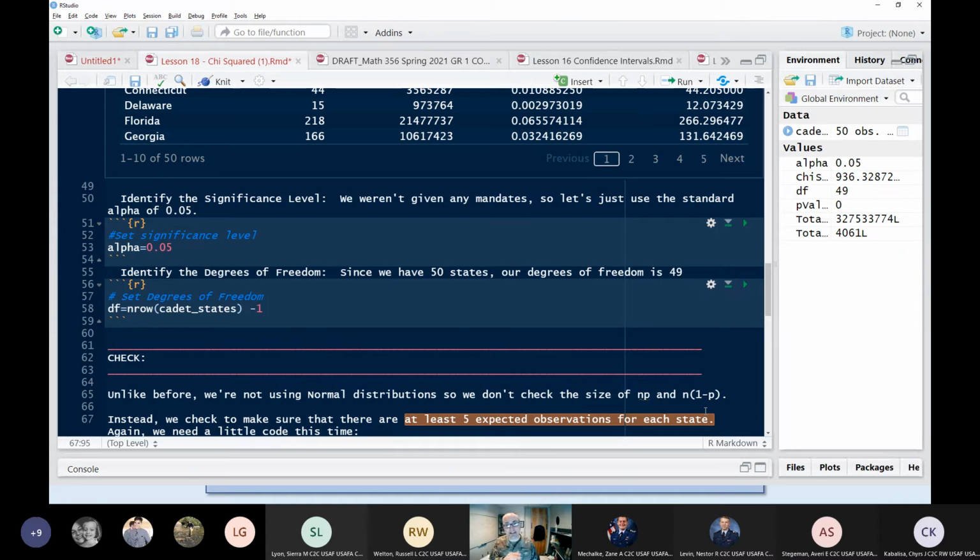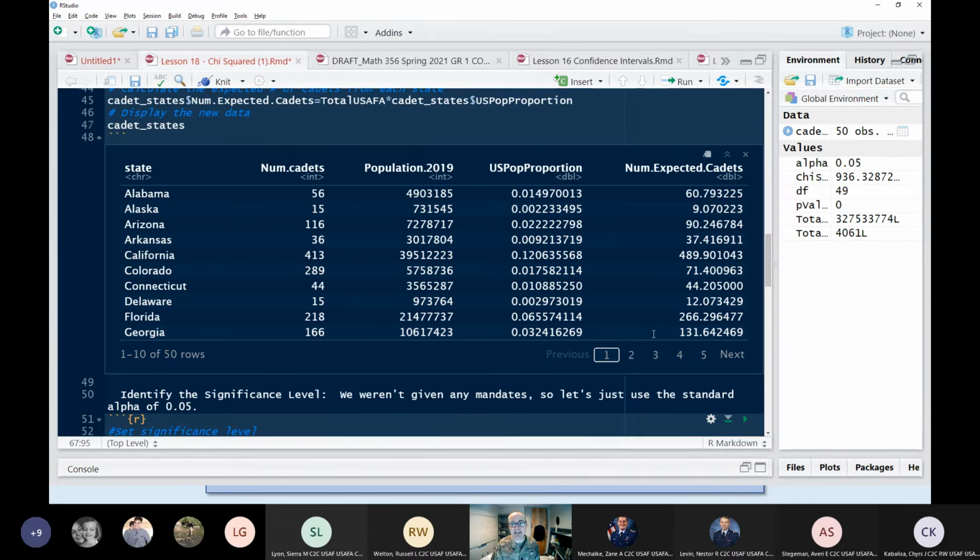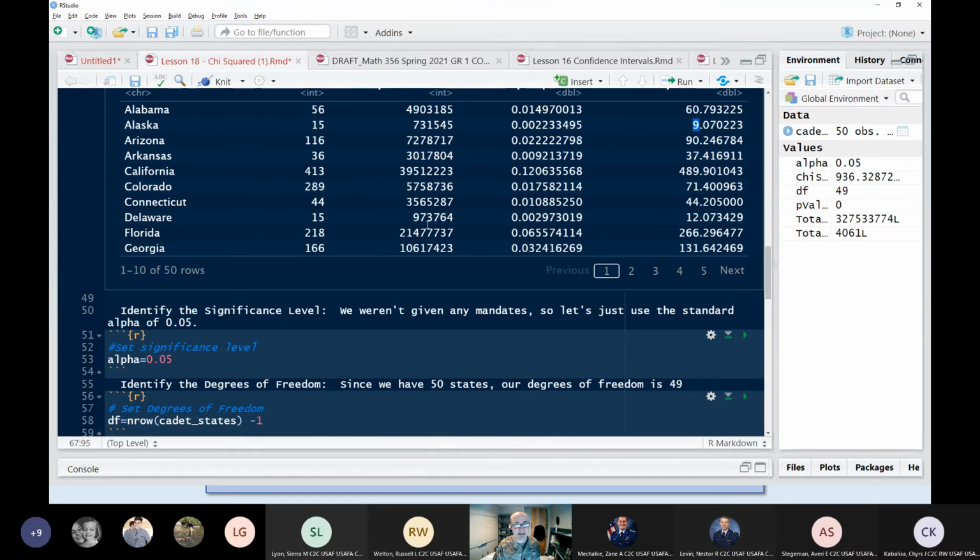This is going to stay the same no matter what. It's always going to be 5, but the important thing is it's 5 for each category. So if we had a much bigger example with many more categories, this still scales with it, because we need 5 in every category. Each one of these expected values has to be at least 5. Alaska was cutting it a little close, but it's 5 or bigger, so Alaska makes the cut.